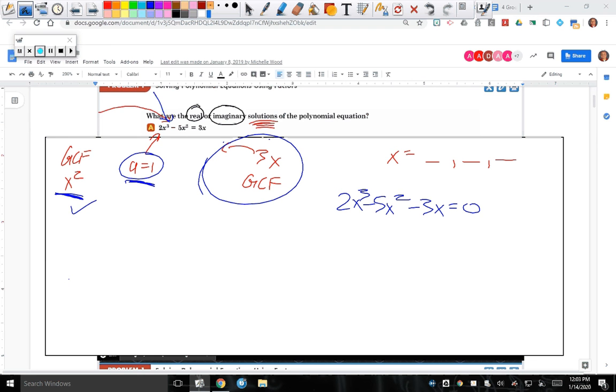Oh, it was team 1, not team 2. Oh, my bad. So what? Why did I set it equal to 0? Thank you for that. Trying to find the solutions. This word right here says set it equal to 0. Solutions, roots, zeros, x-intercepts. Okay?